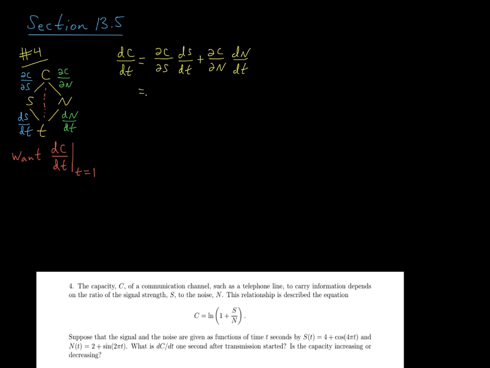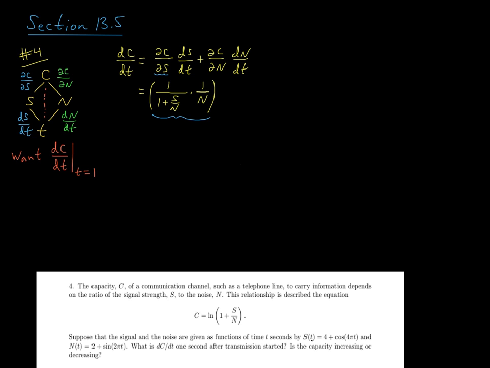Let's go ahead and compute some of this. We have our function for C in terms of S and N down here. To compute the derivative of C with respect to S, I'm differentiating a log, so that gives me 1 over what's inside the log, 1 plus S over N, and then I multiply by the derivative of what's inside the log with respect to S. N is just a constant, so that derivative gives me 1 over N. That part is del C del S, and then I multiply that by dS/dt.